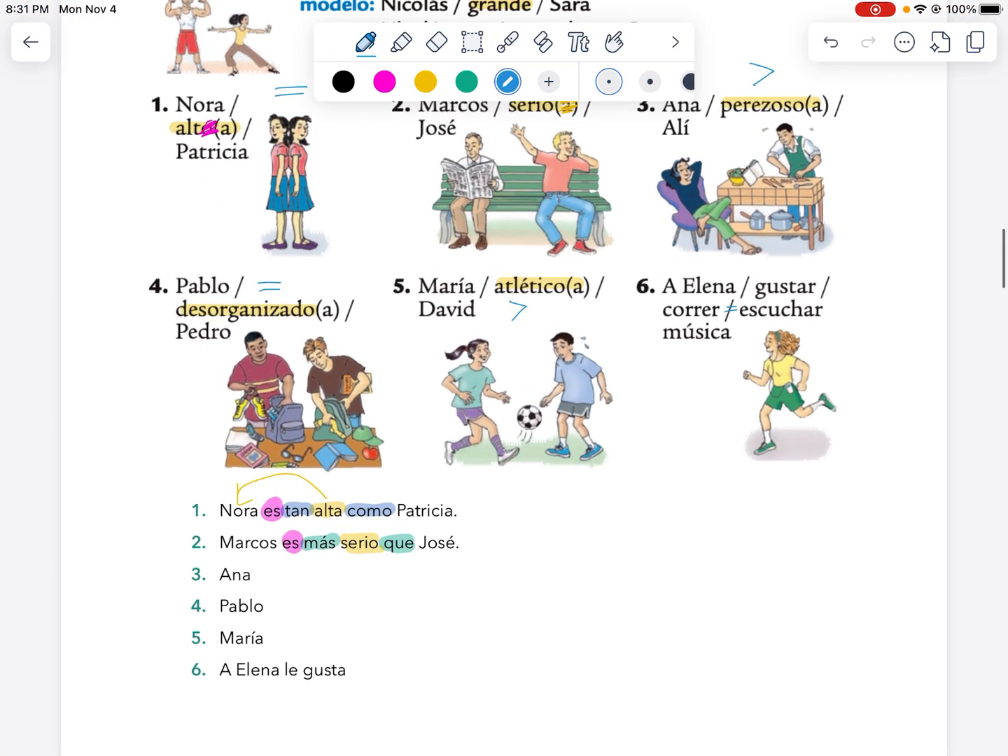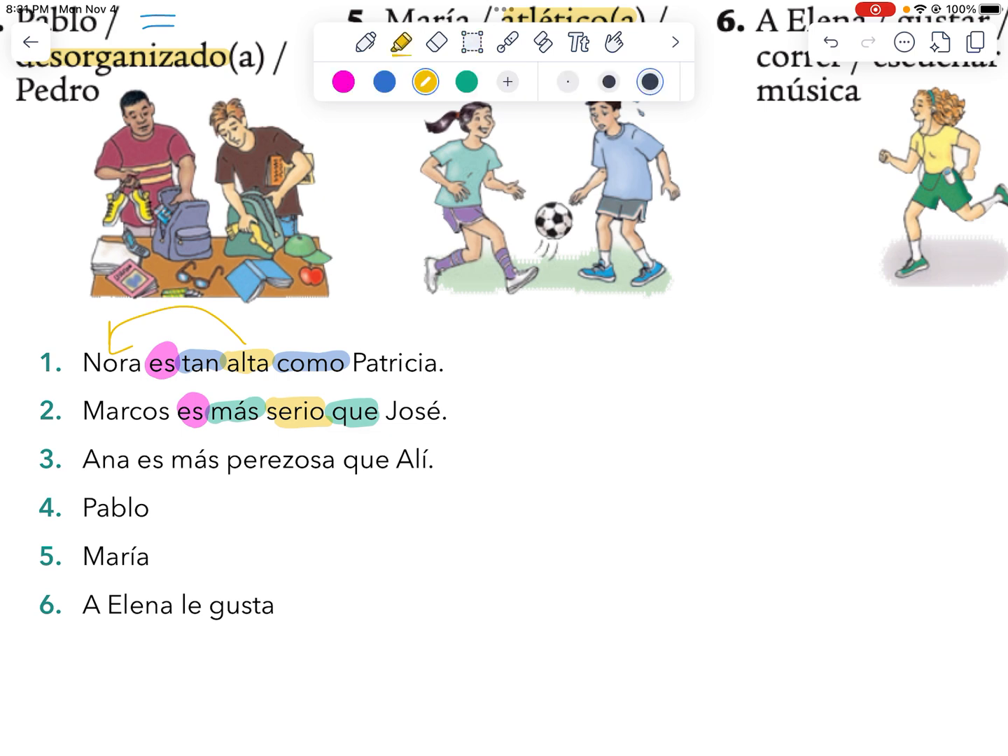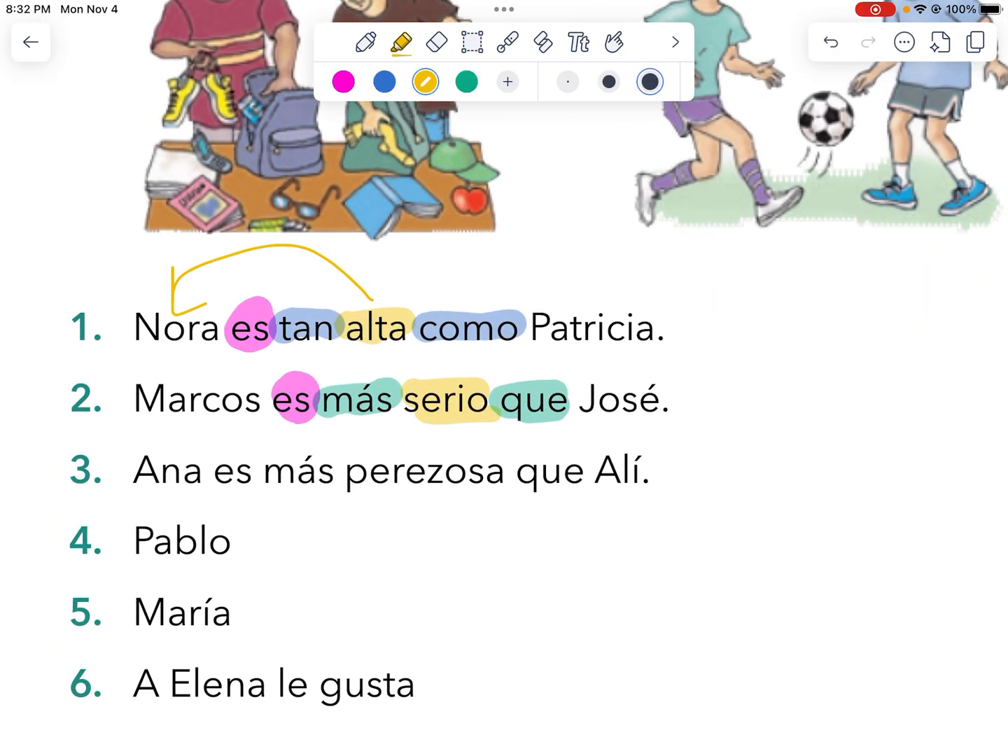Okay, to say Ana is more lazy than Ali, we have Ana es más perezosa que Ali. Again with the es, and then the difference, más que. And then perezosa needs to match Ana. Perezosa, Ana. So even though Ali is a guy, perezosa is still feminine because it's talking about Ana.